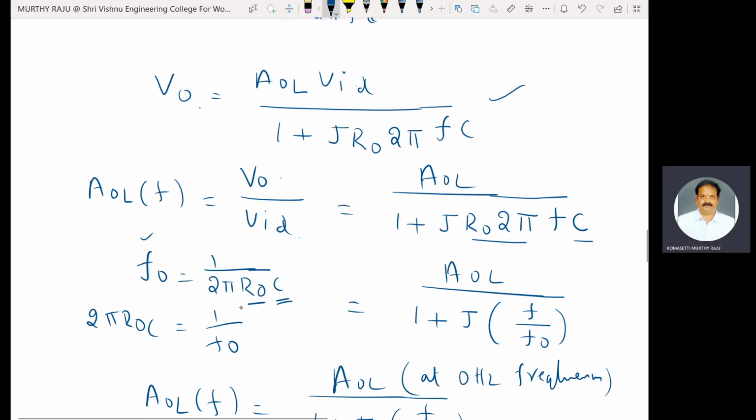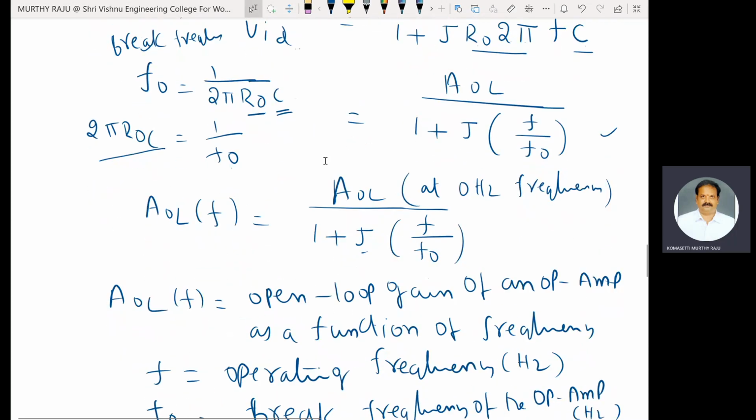Let us define another term called the break frequency. F0 is the break frequency. F0 is equal to 1 by 2 pi R0 C. Therefore, 2 pi R0 C is equal to 1 by F0. R0 into 2 pi C is replaced by 1 by F0. Therefore, AOL of f is equal to AOL by 1 plus j f by F0.